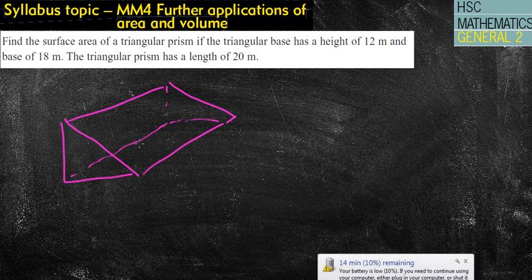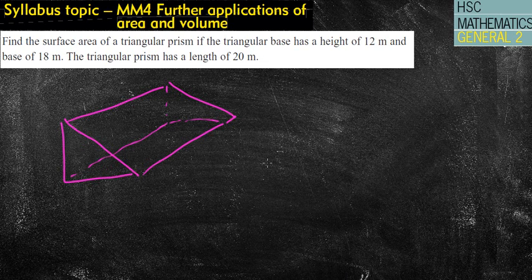Just to let you know also that often people think that these 3 rectangles can be the same length, and often they are not. Often they're all different. So find the surface area of the triangular prism if the triangular base has a height of 12. There you go. That's the height of 12. And a base of 18 meters. The triangular prism has a length of 20. Now, if this was the volume, we've got all the lengths. However, we don't have this length here for the area of that top rectangle.